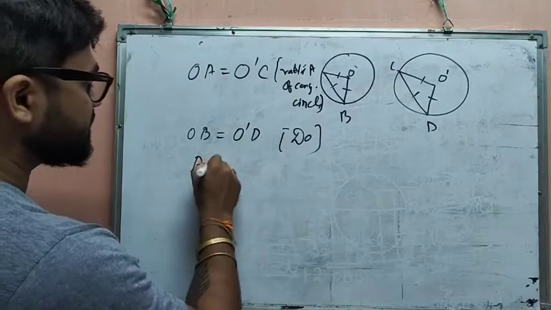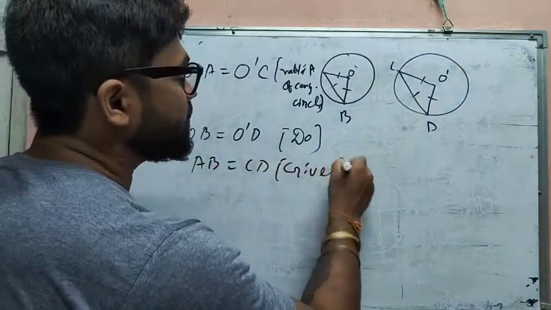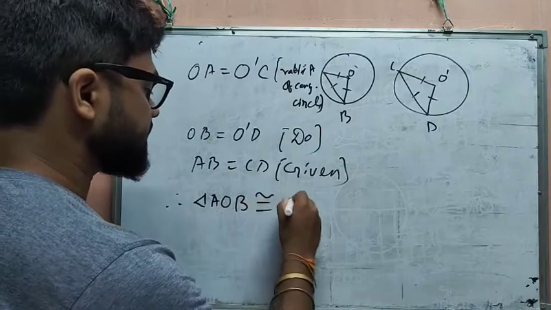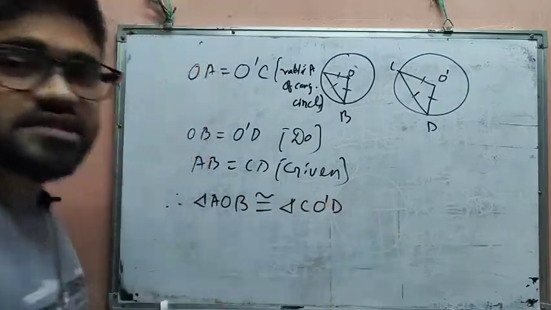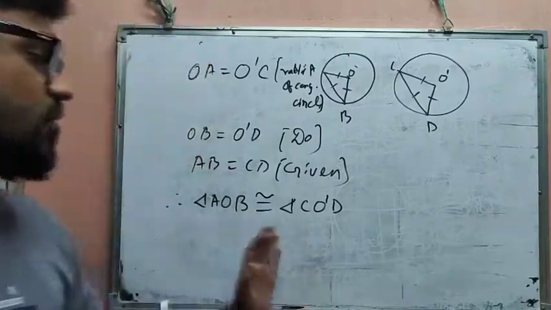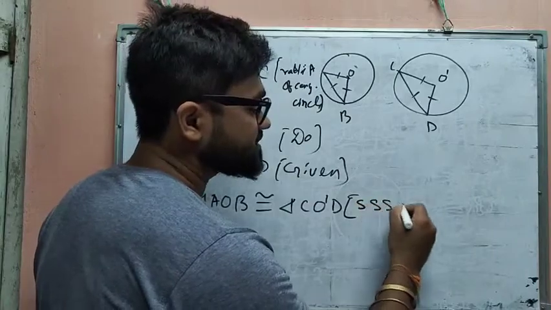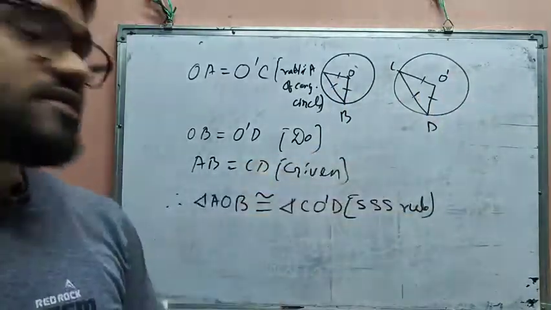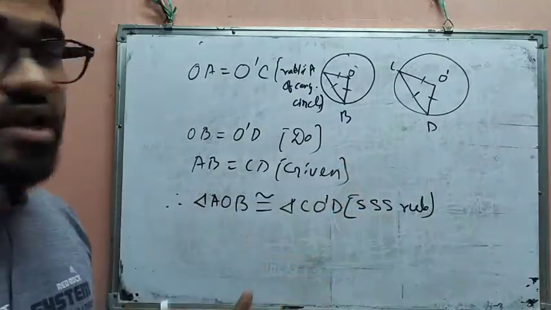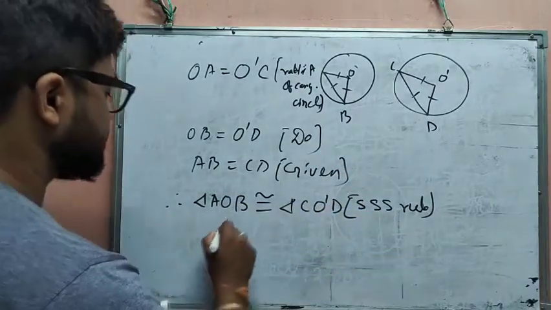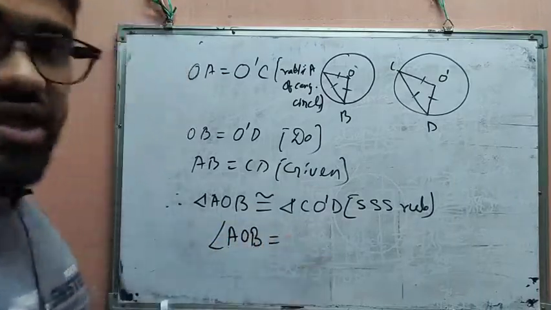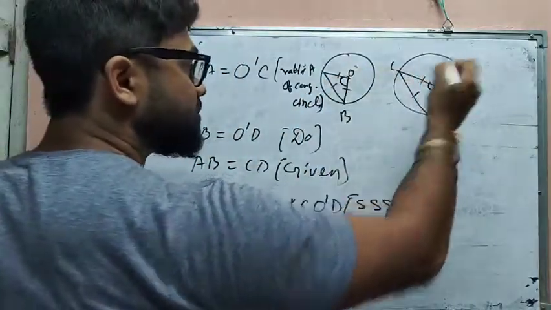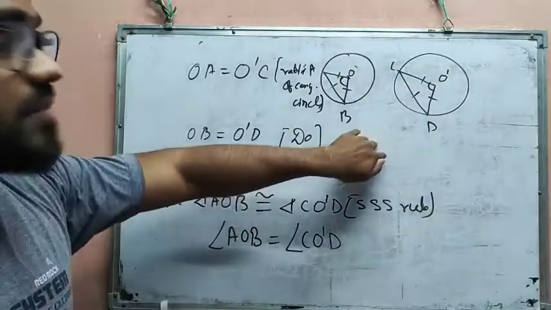Then AB equals CD, which is given. Therefore, triangle AOB is congruent to triangle CO dash D, and this is because of the side rule, because all three sides of this triangle are equal to those of the other triangle CO dash D. As these are congruent by the side rule, angle AOB is equal to angle CO dash D. Why will these two angles become equal? Because they are corresponding parts of these two congruent triangles.